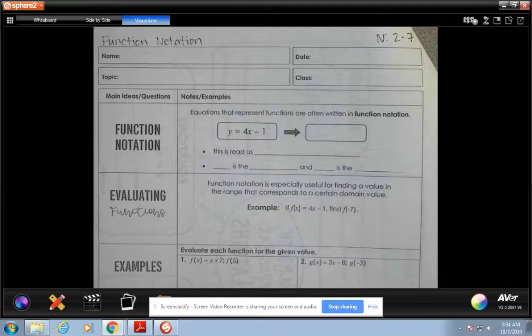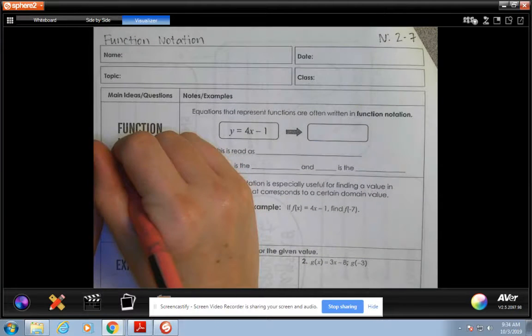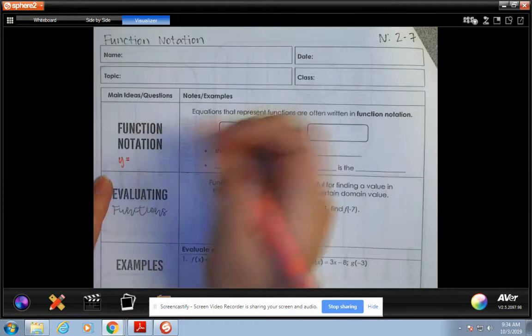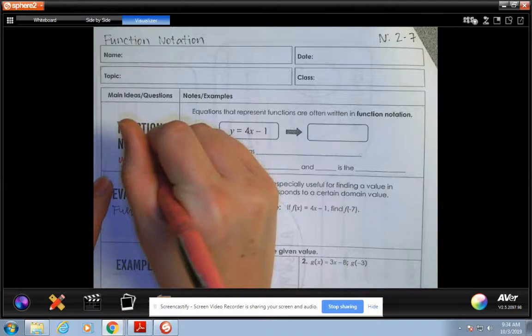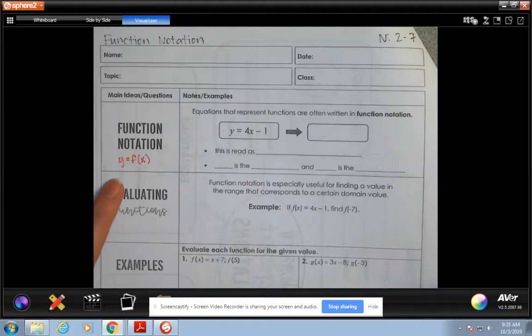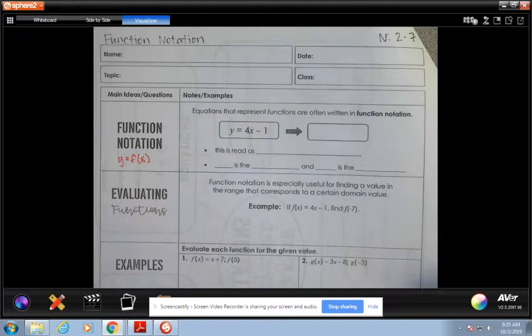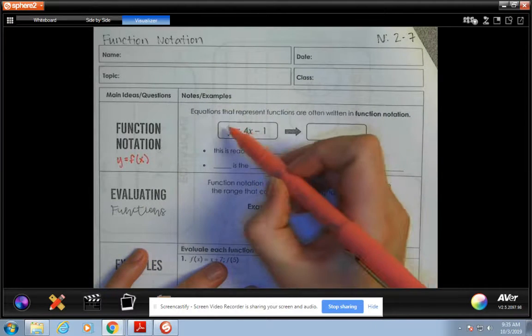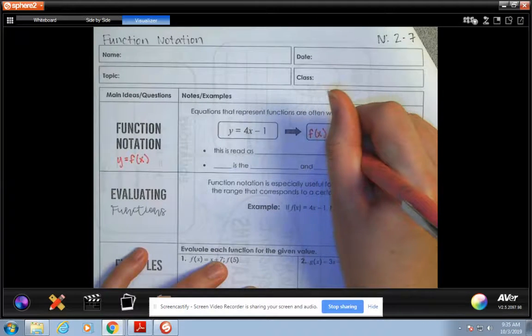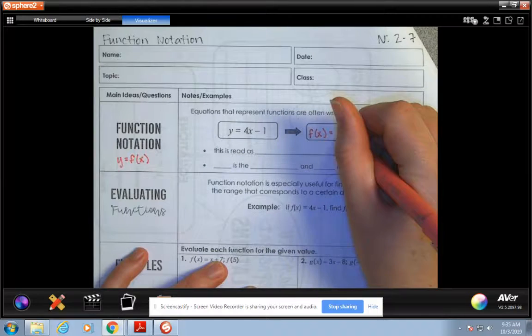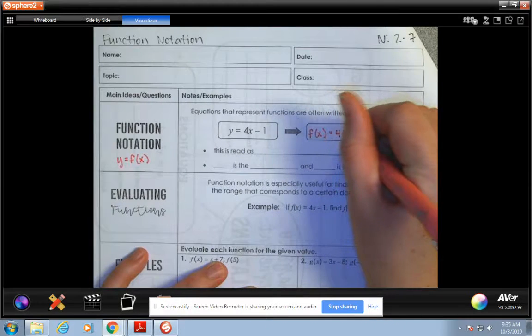All right, so function notation is very simple. What you're going to be doing is replacing the y with something that looks like this. Instead of y, we're going to write f parenthesis x close parenthesis. So y is the same thing as f(x). Function notation just means taking equations and writing them in function notation. You replace the y with f(x) equals, and then bring over the rest of the equation, 4x minus 1.